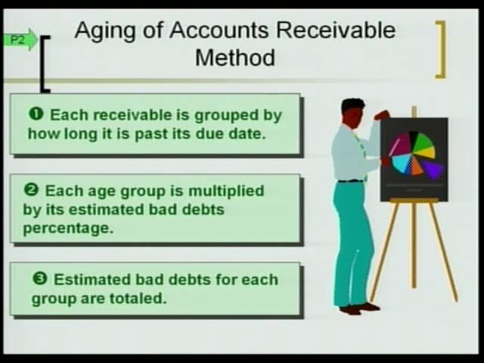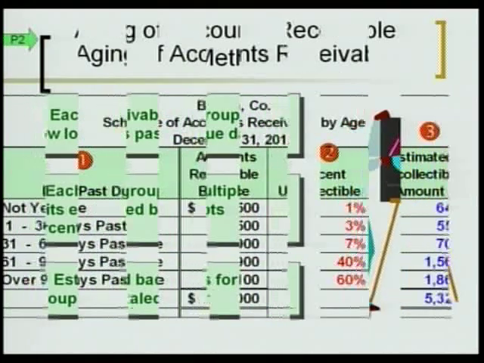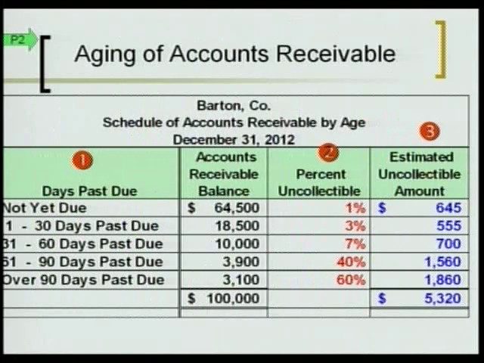This is where we say we're not just going to take a percentage times the total balance of AR, but we're going to group it into categories as far as how long it is past its due date. And then we're going to multiply each one of those groupings times a bad debt percentage, recognizing that the older an account is, or the more time that has elapsed since its due date, probably the less likely we're going to collect that amount, right? And then you can see the next slide. They break this down and they apply a percent of collectible.